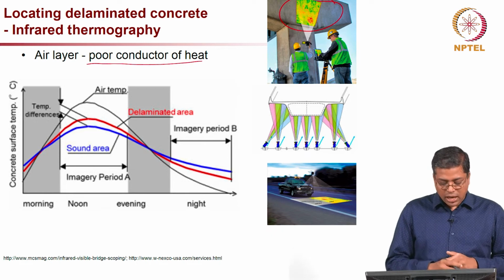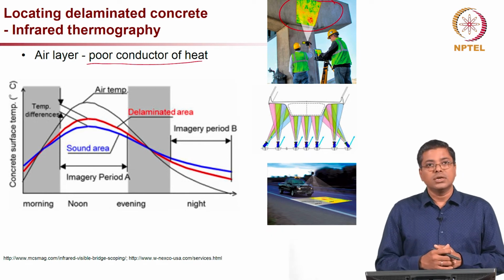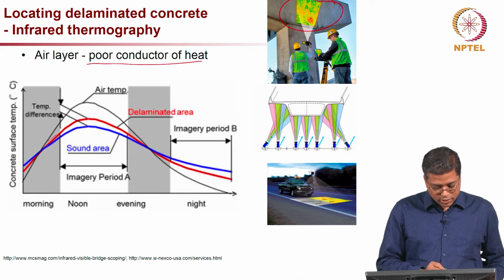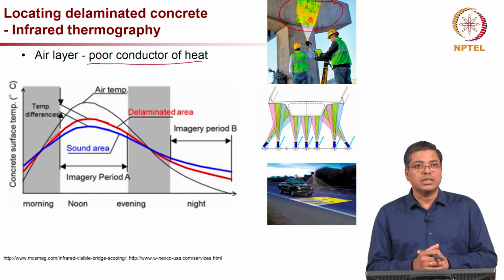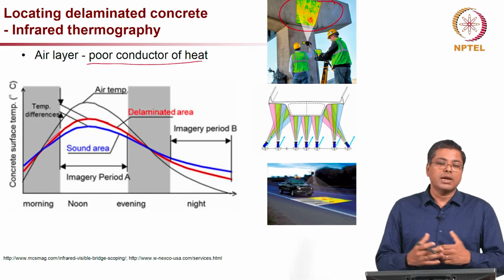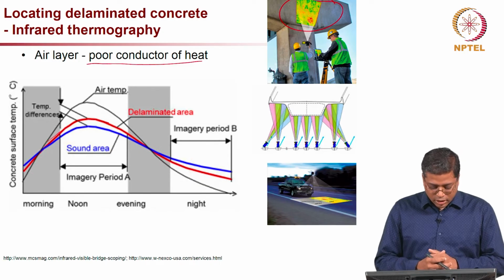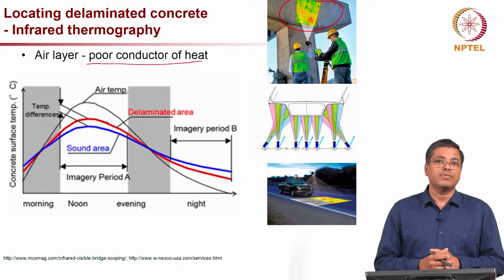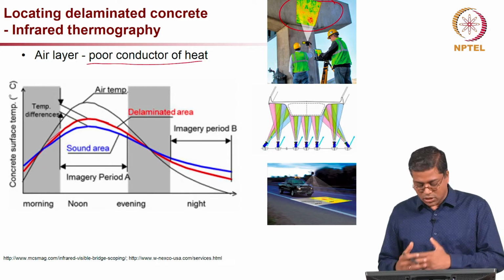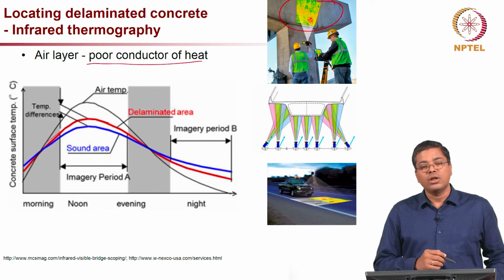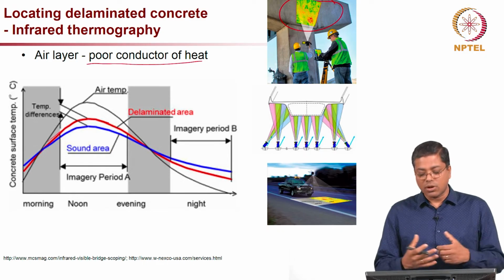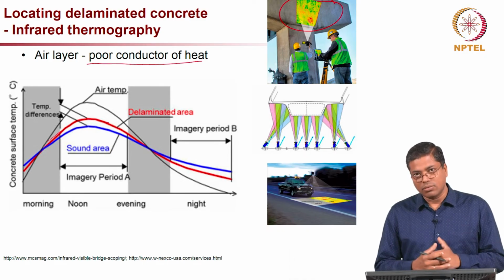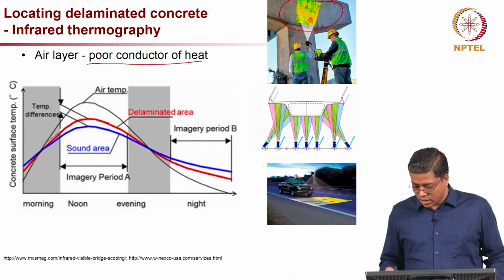and the delaminated region is indicated by the red curve, and then you compare this for different locations and see how different it is, and that will give you an idea which region on the surface is delaminated and which is not. It is very useful for large structures like bridges, where otherwise you will have to have a lot of manpower, and the time required will also be very long.